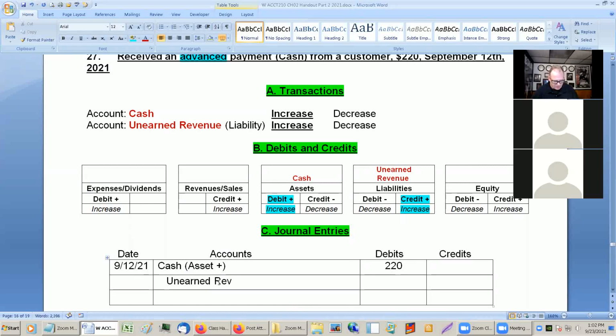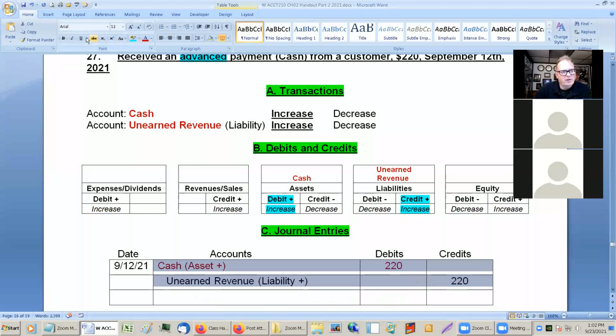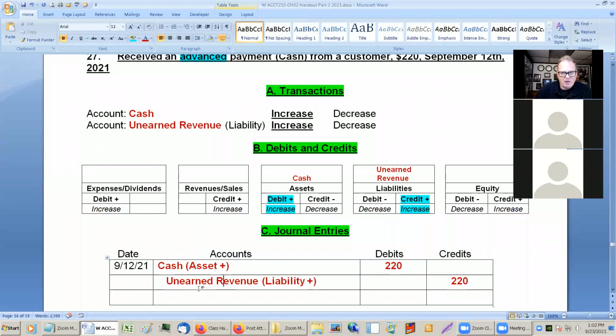And unearned revenue for most businesses is probably going to be pretty rare. Depends on the business, but a lot of times, if you're working in construction or something like that, they'll have an initial payment, and if they give a customer deposit, for example, that'd be the same thing. So this would be the journal entry for it. And again, unearned revenue really isn't a revenue at all. It's a liability, because we haven't earned it.